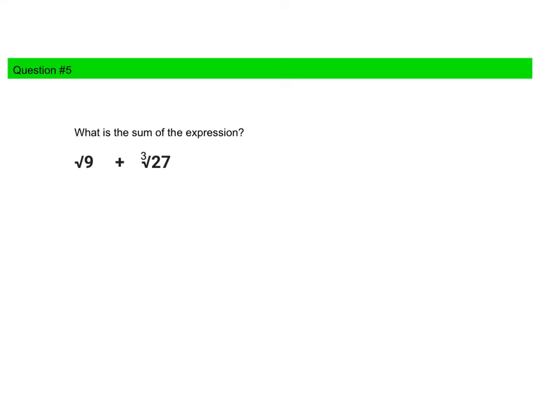Question number 5 says, what is the sum of the expression? So we're just going to find this out. Well, what is the square root of 9? The square root of 9 is 3. What is the cube root of 27? What times itself 3 times equals 27? 3. 3 times 3 is 9. 9 times 3 is 27. So we're doing 3 plus 3. So the sum of this expression is 6. Okay? Let me know if you have any questions, and we're going to move on.